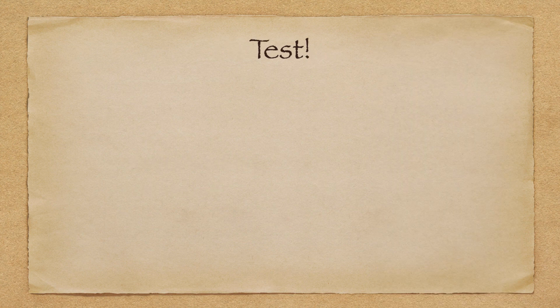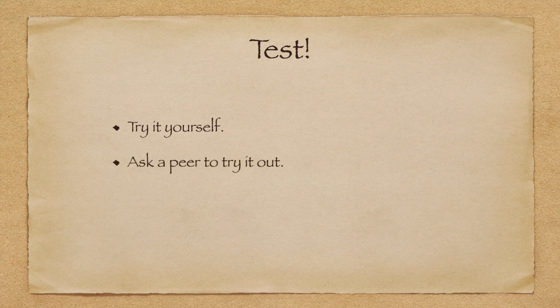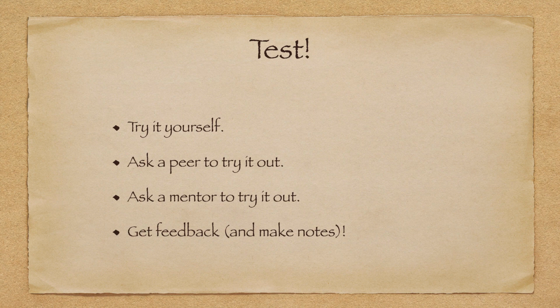The final thing we do is we test it. So how many different ways can we test it? So first, try it yourself. So I picked up this app and I tried it myself. I looked through it. Ask a peer to try it. I then went to my friend and I said, hey, will you try out my app? You can go to a mentor to try it out. Mentors are really great for giving that feedback and helping you move forward in your design process. And then finally, once you get that feedback, you're going to make notes on it.